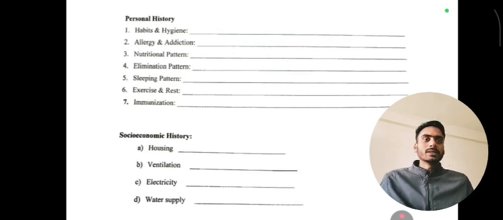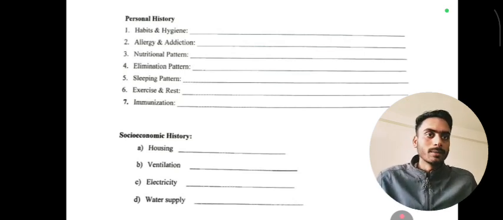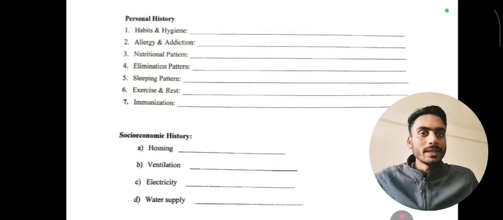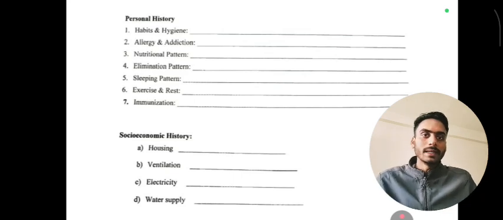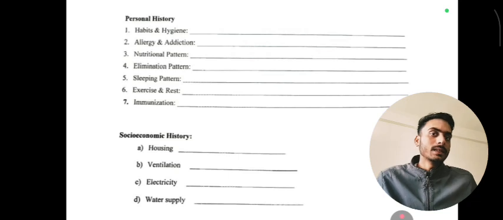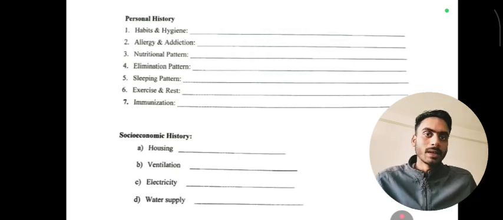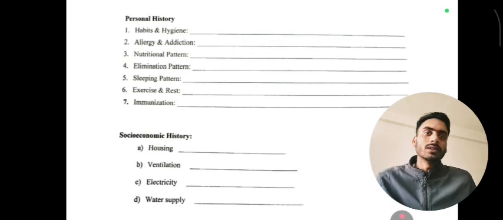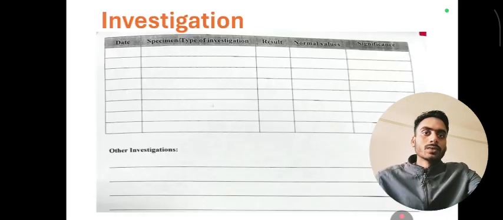And immunization: if my patient has taken any vaccine in the past, like hepatitis, corona, you just mention. Okay, and then now socio-economic history. In socio-economic history you just write housing, whether my patient has a pakka or kacha house. Ventilation, the total number of windows in her or his home. And electricity, whether the patient has electricity supplied by the government, or water supply by government or private, you just mention. Okay, so this is the basic thing.